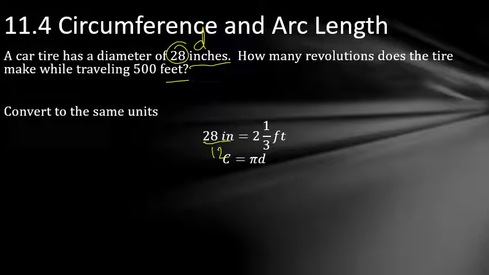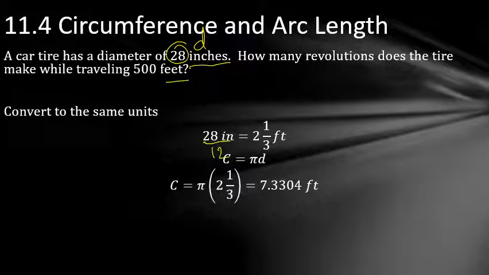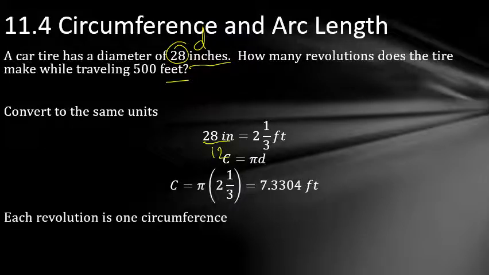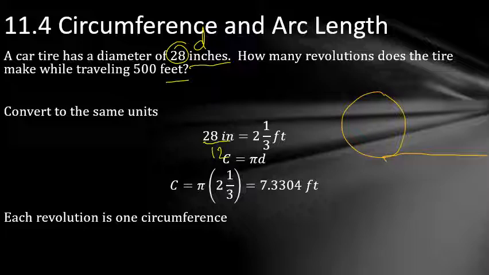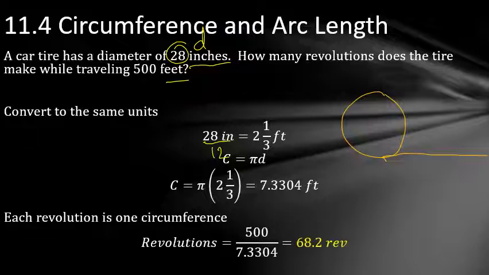Our circumference is pi times d. So pi times 2 1/3 is approximately 7.3304 feet. Now each revolution, each time the tire turns all the way around, it touches the ground. So every time the tire goes all the way around, it has traveled the distance of the circumference. So I need to find out how many circumferences are in the 500 feet. So 500 divided by 7.3304 is about 68.2 revolutions.